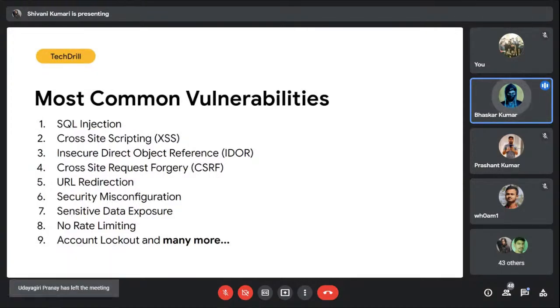Fine. And then later, talking about sensitive data exposure. This is again a flaw which can comprise other vulnerabilities as well. So if you get SQL injection, if you get some PII, that is sensitive data exposure.